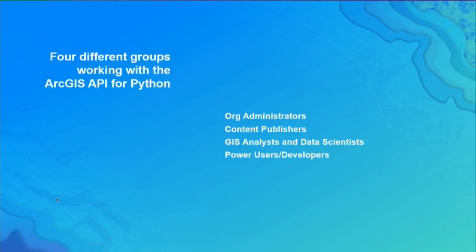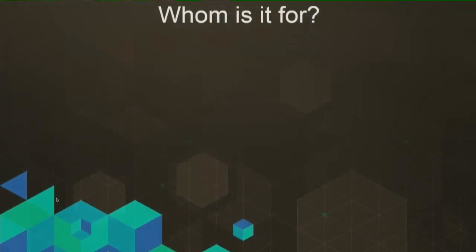GIS analysts or data scientists doing analysis and working with this thing called Jupyter Notebook, which is the development environment that you can choose to use with the Python API to do some very scripted out workflows and have a nice notebook of what you did. And then also the power user and developer, which might go in and just grab a small piece of the ArcGIS platform using the Python API.